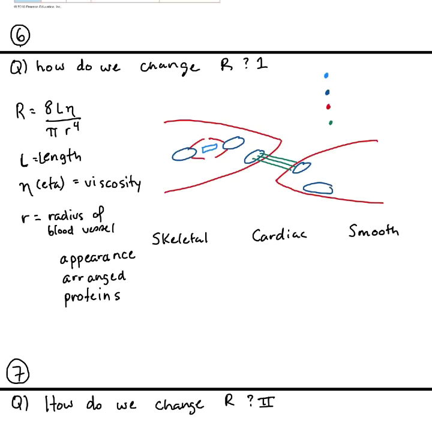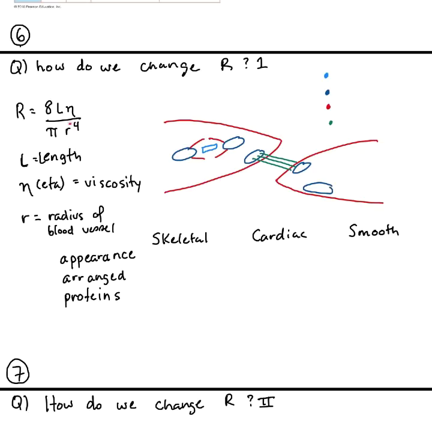And because it's in the denominator, it has a very profound effect on resistance. Because if I increase my resistance, sorry, if I want to increase my resistance, then what do I need to do to my radius? Well, I need to make it smaller, right?